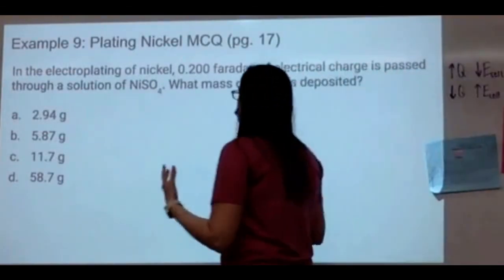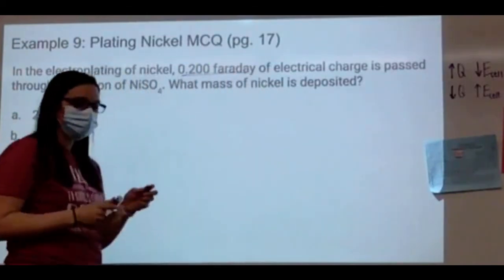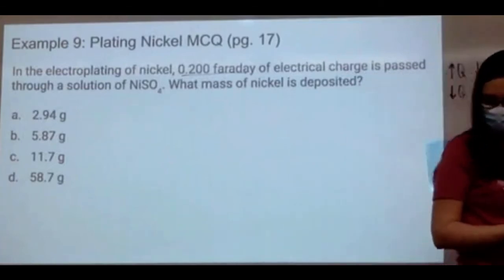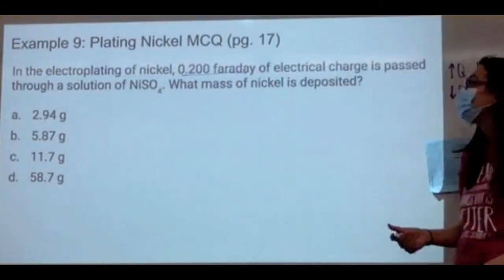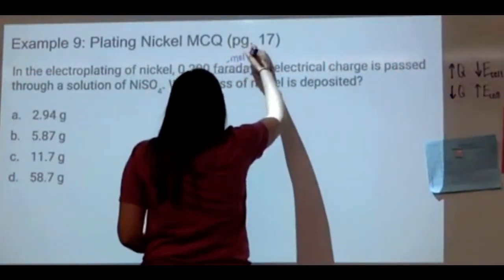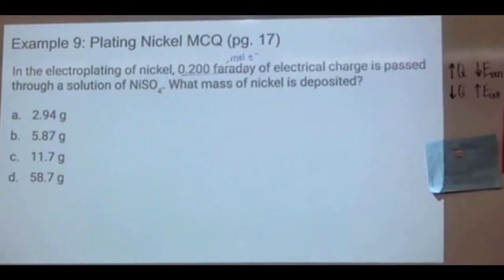So a couple things as we look through this. 0.200 Faraday. Well, we've seen Faraday's constant. A Faraday is nothing more than moles of electrons. So 0.2 Faraday of electrical charge means 0.2 moles of electrons is passed through a solution.